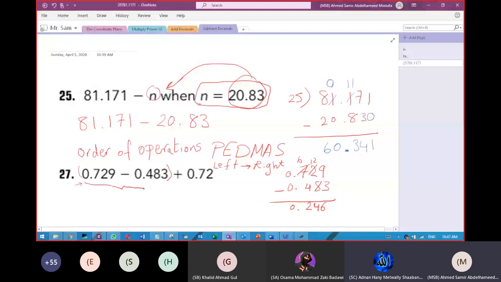Plus 72 hundredths. So we have here this part. We need now to do the addition. The addition would be coming from a different student. Thank you very much, Adnan, for your part. You've been great.